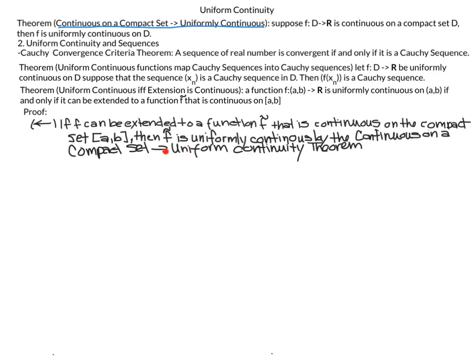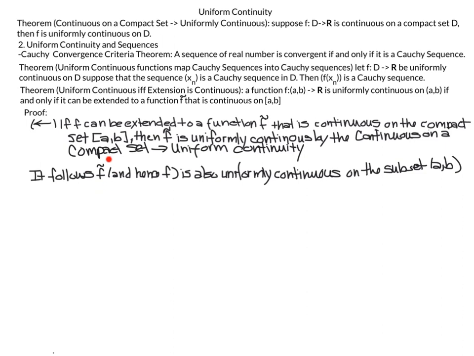By the way, these names, like compact set implies uniform continuity theorem, are names that I just came up with because I needed to refer to them. Some famous theorems have names, but even for the non-famous ones, I thought we should name them. Your book probably calls it something like 5.41 or something, but that doesn't mean much to me.